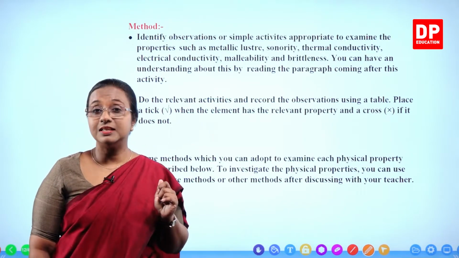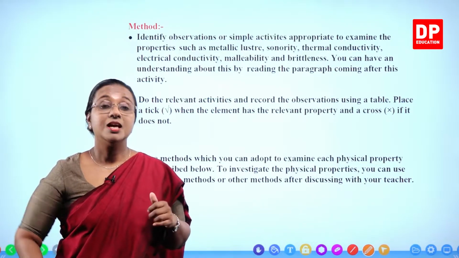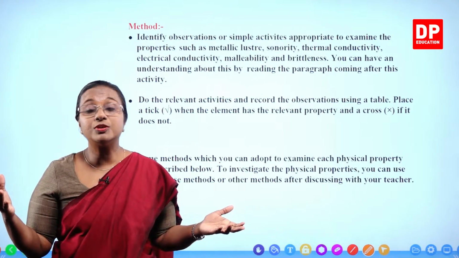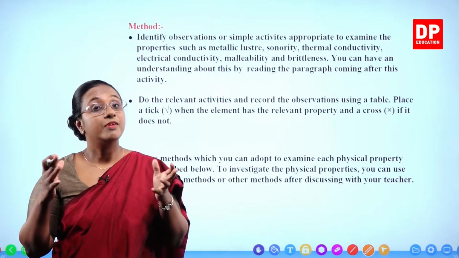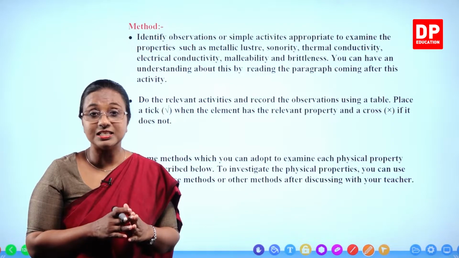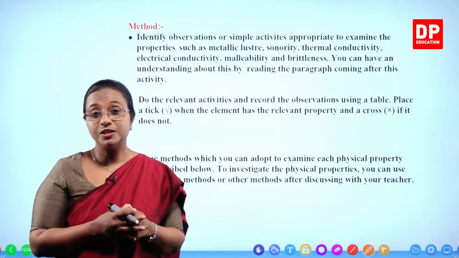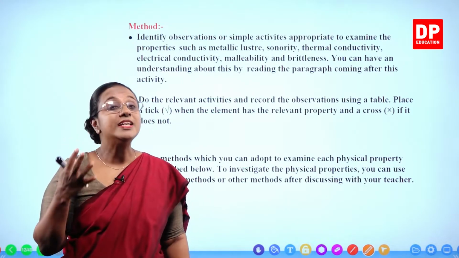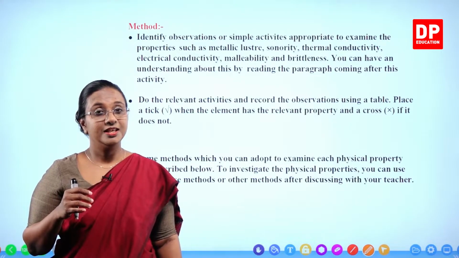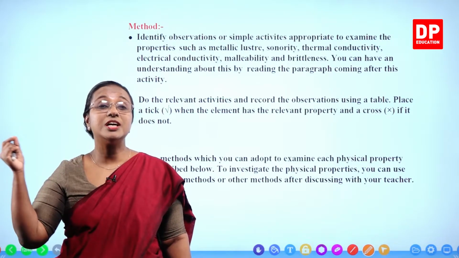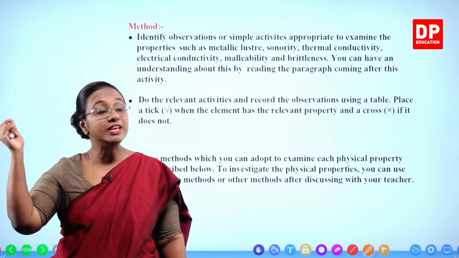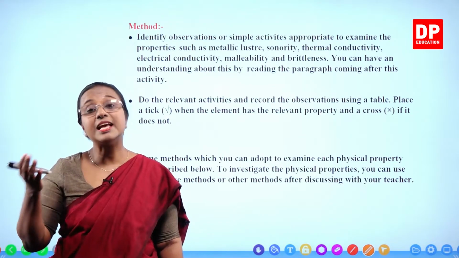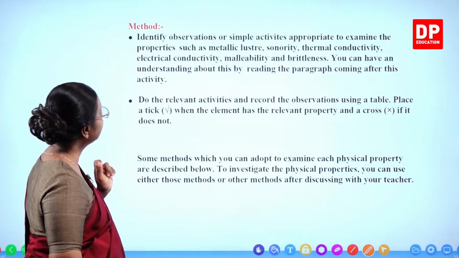Then thermal conductivity. What is thermal conductivity? Whether the element can conduct heat. Now when we cook substances, we use vessels. For that to happen, the vessel has to conduct heat. Otherwise, the food won't cook. So that is thermal conductivity. Then electrical conductivity. What is electrical conductivity? The ability of a substance to conduct electricity. In the households, we have conducting wires. You would have seen copper wires. So copper has electrical conductivity. We will be observing that as well.